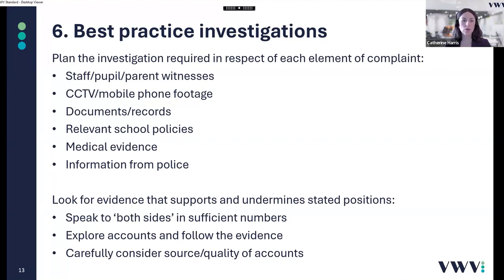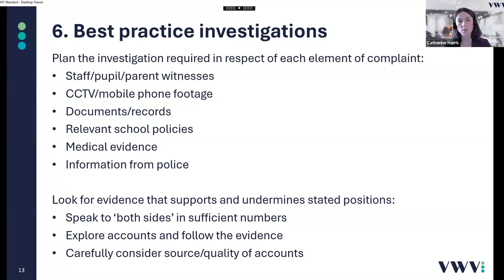And the investigator should look for evidence that supports and undermines stated positions. So they should speak to both sides in sufficient numbers. That's to ensure that there is no appearance of bias. And they should also explore accounts and follow the evidence. So when you're investigating, you might discover evidence that comes to light that you didn't realize was there, and that might lead you in a completely different direction.